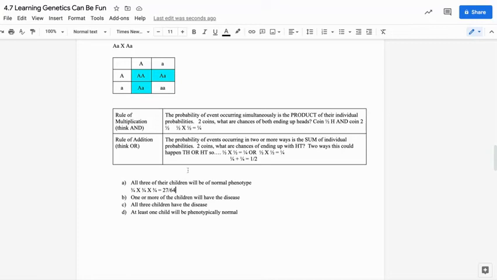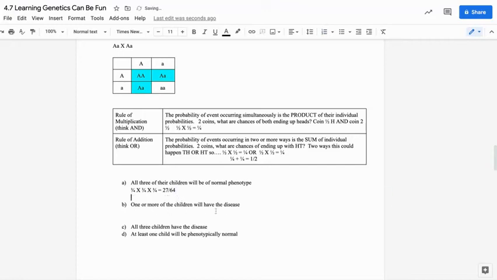Okay, so now this one's a little trickier. But if you think about this one, they want to know what are the chances that 1 or more of the children will have the disease. So another way to say that is like this. Either all 3 normal, or not, right? They're either all normal or 1 or more of them have it. So this is the rule of addition.